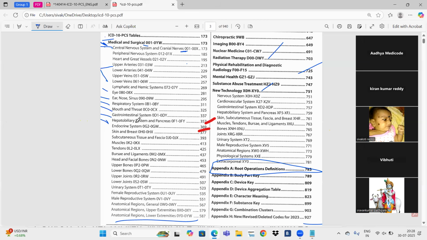G. Skin and breast. H. Subcutaneous tissue and fascia. J. Muscle. K. Tendon. L. Bursa and ligament. So from skin to bursa and ligament, they divided based on the depth.